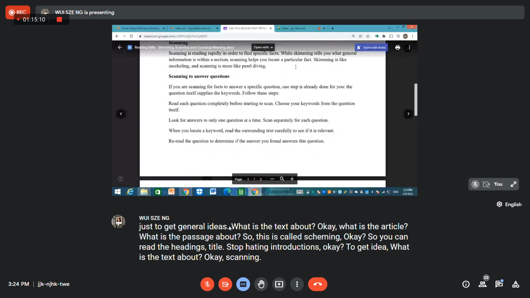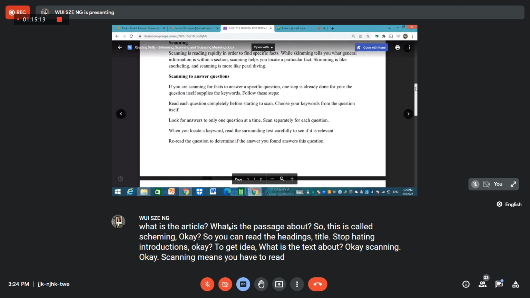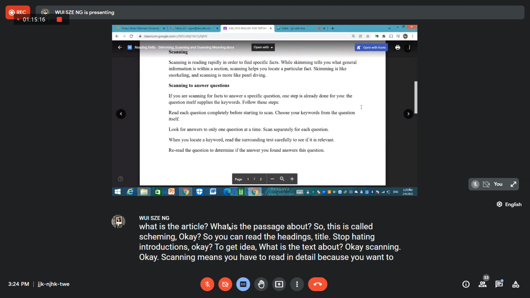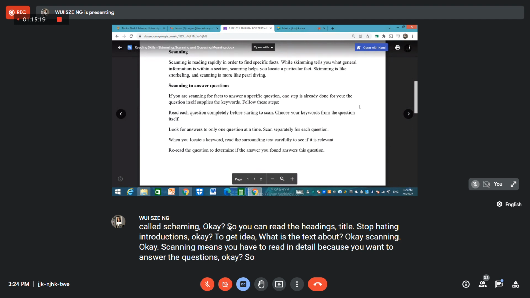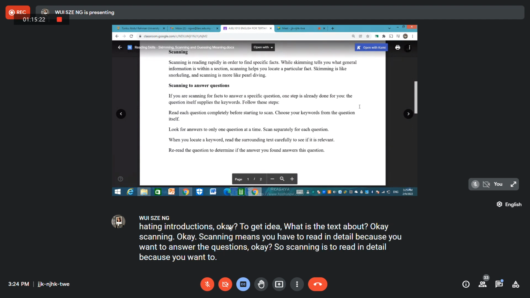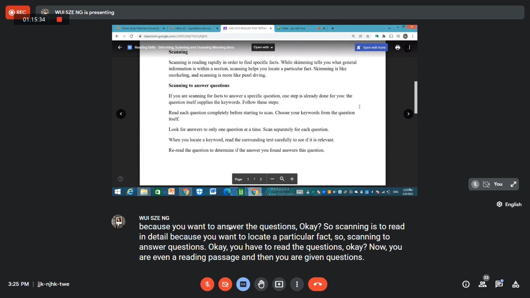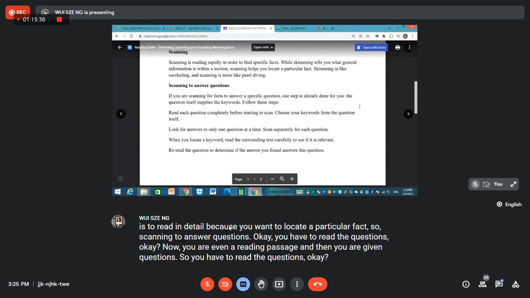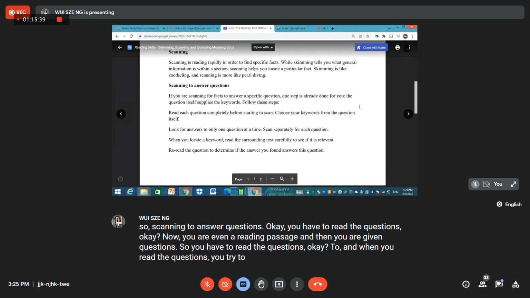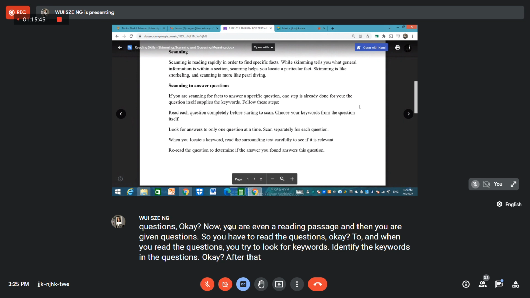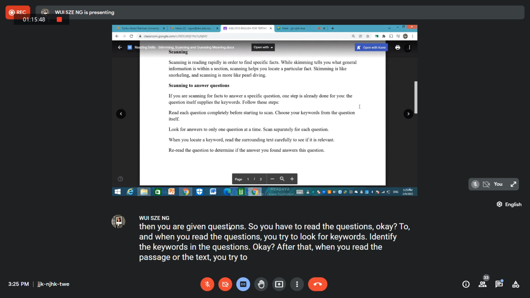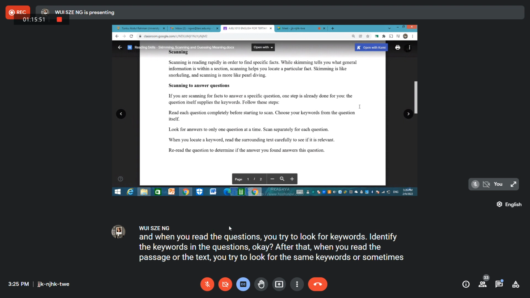Scanning means you have to read in detail because you want to answer the questions. So scanning is to read in detail because you want to locate a particular fact. Now you are given a reading passage and then you are given questions. So you have to read the questions, and when you read them, you try to look for keywords, identify the keywords in the questions. After that, when you read the passage, you try to look for the same keywords, or sometimes you are given synonyms.